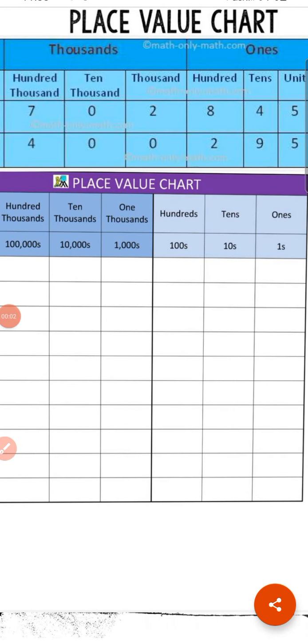Good afternoon, children. Today, let us revise the topic: how to read and write 6-digit numbers and how to arrange them in a place value chart. Reading and writing of 6-digit numbers. Here, the given chart is a place value chart up to 100,000.